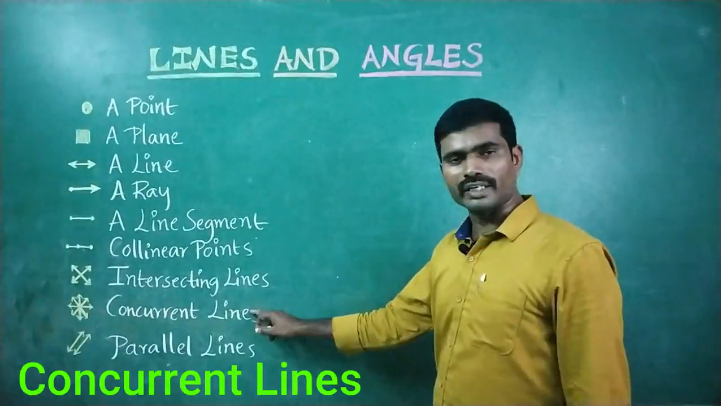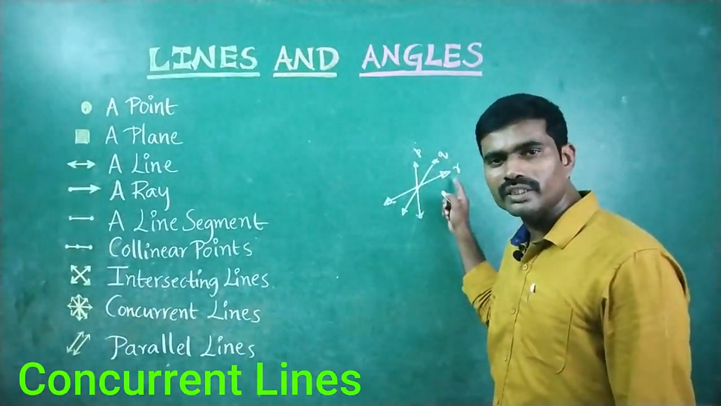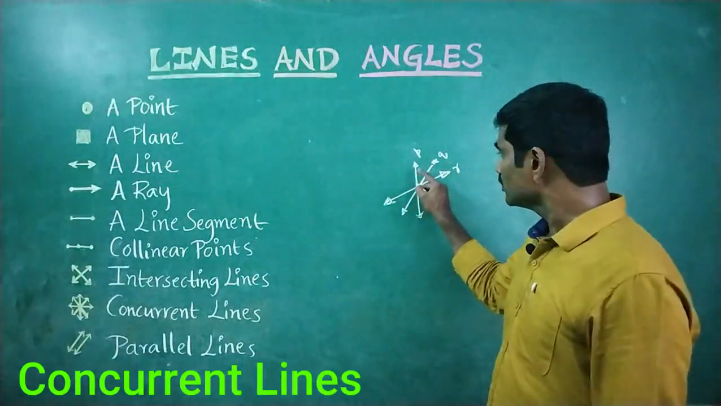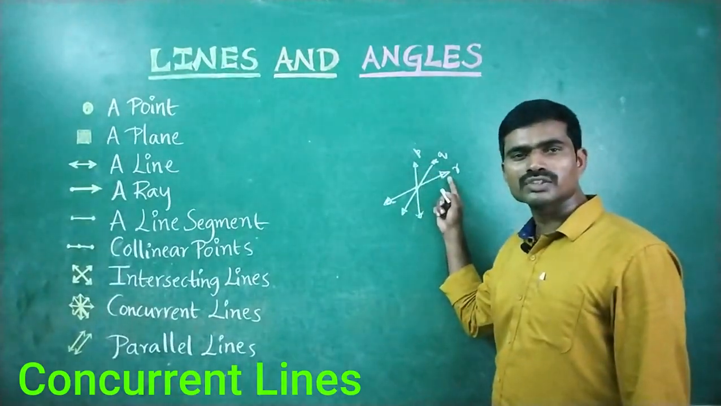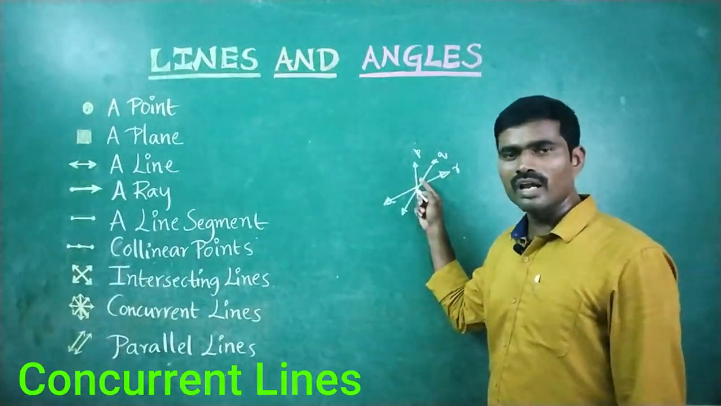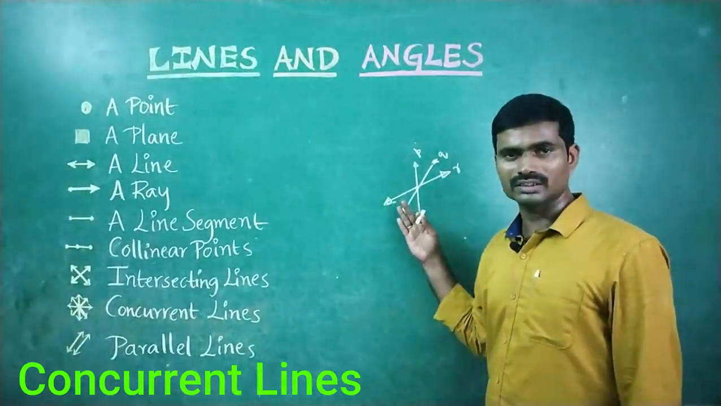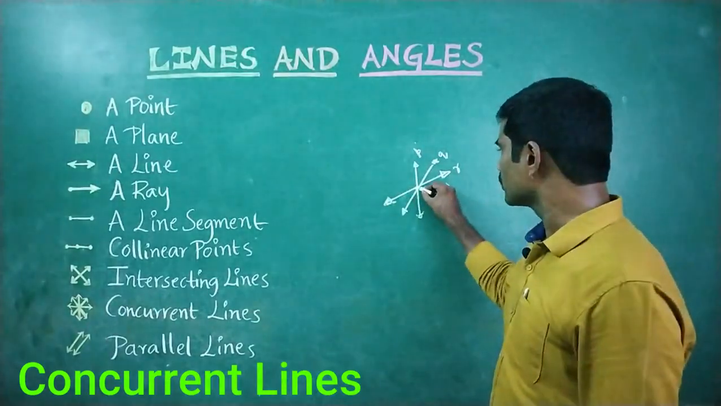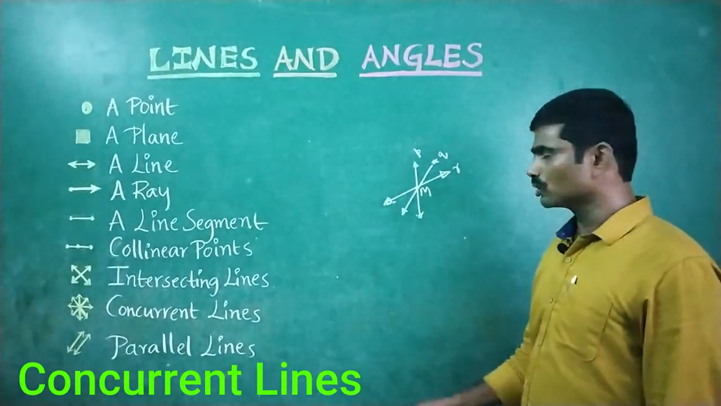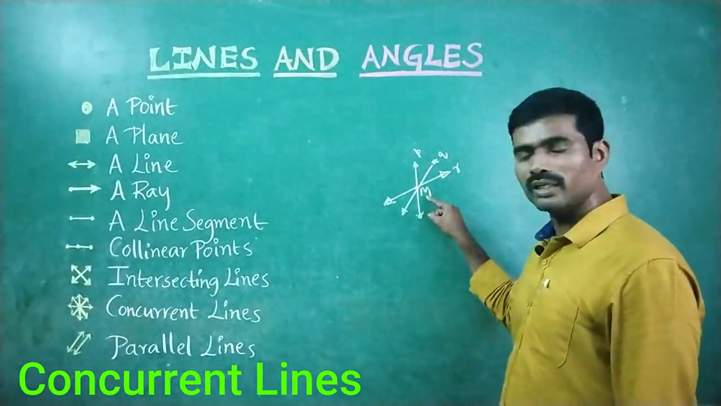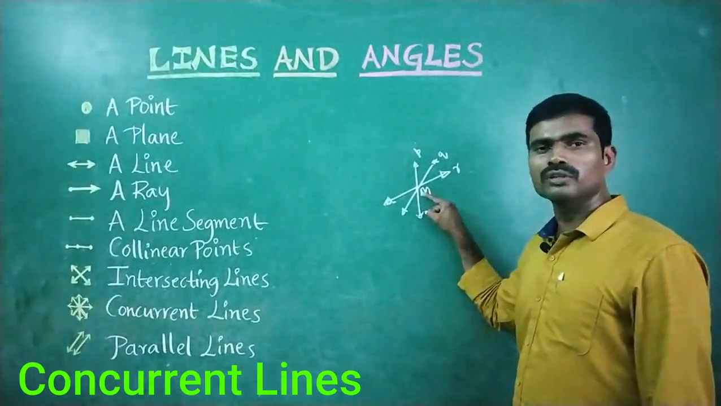Next, concurrent lines. If 3 or more lines meet at a point, then the 3 or more lines are said to be concurrent lines, and the meeting point is said to be the point of concurrence. Suppose I take it as M. So this meeting point is said to be the point of concurrence.